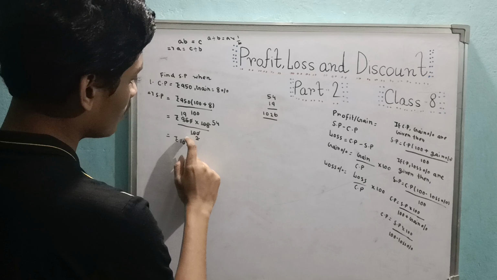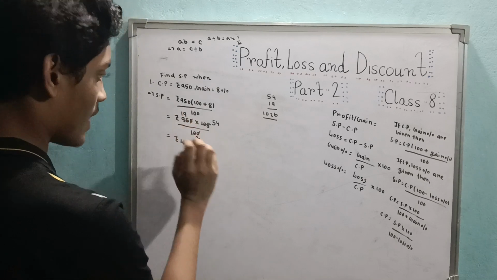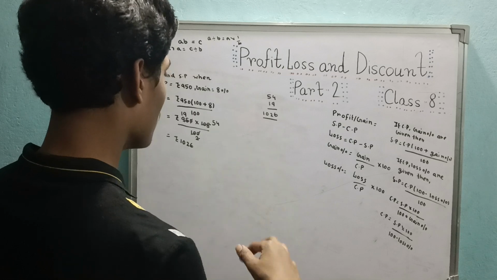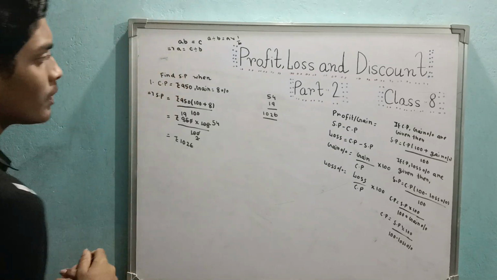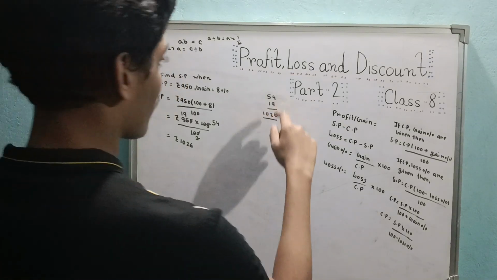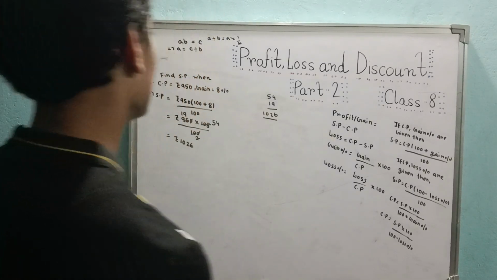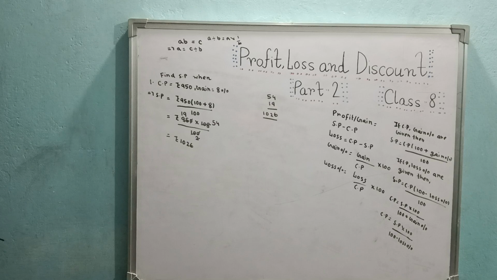10 out of the way. 950 by 50 gives 19. 108 by 2 gives 54. Now 19 into 54, if you do quick maths, 19 times 54 is 1026. SP is equal to rupees 1026.